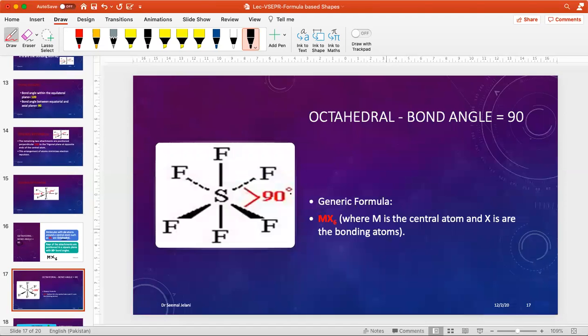Now let's see 4 of these. 1, 2, this is 3, and this is 4. If you draw these 4, they form a square. Like this. The angle of this square is 90 degrees. Right? Generic formula MX6, where M is the central atom and X are the bonding atoms.